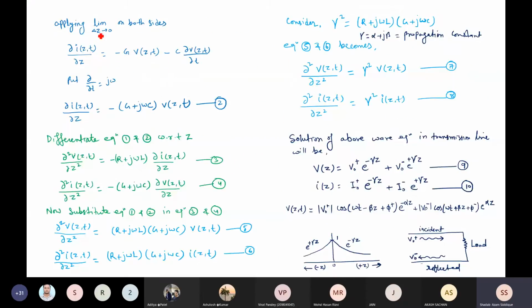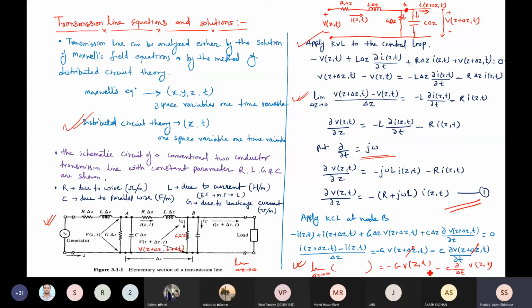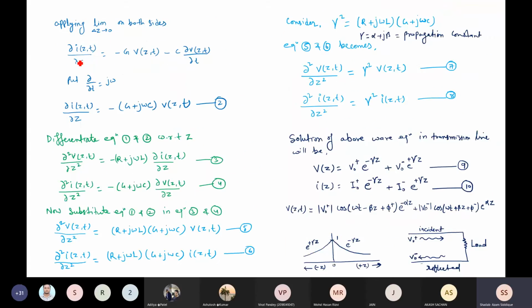So applying the limit delta Z tends to 0 on both sides, we get del I(z, t) divided by del Z, which is equal to minus G V(z, t) minus C del V(z, t) divided by del t. Now del by del t can be written as j omega in the frequency domain. So I can write this, and we'll take V(z, t) outside.